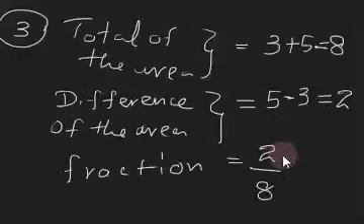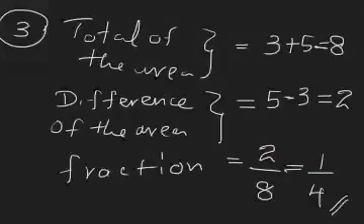You can't keep it this way. You have to simplify it. So you have to divide both numerator and denominator by the highest common factor. I can divide both numerator and denominator by 2. Ours is 1 over 4. Right?